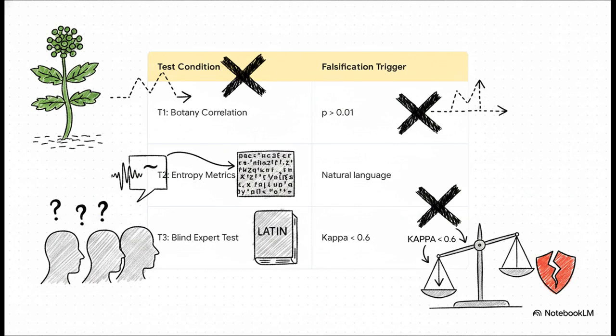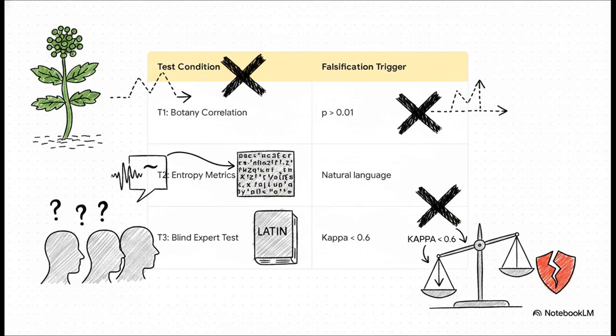For test 1, if the statistical p-value correlating the glyphs to the painted botany is greater than 0.01, the hypothesis is dead. For test 2, if the text's entropy metrics classify it as a natural language, like Latin, the model fails. In test 3, if an independent blind expert test drops below a 0.6 kappa agreement score, which is a metric that measures inter-rater reliability, it is game over.